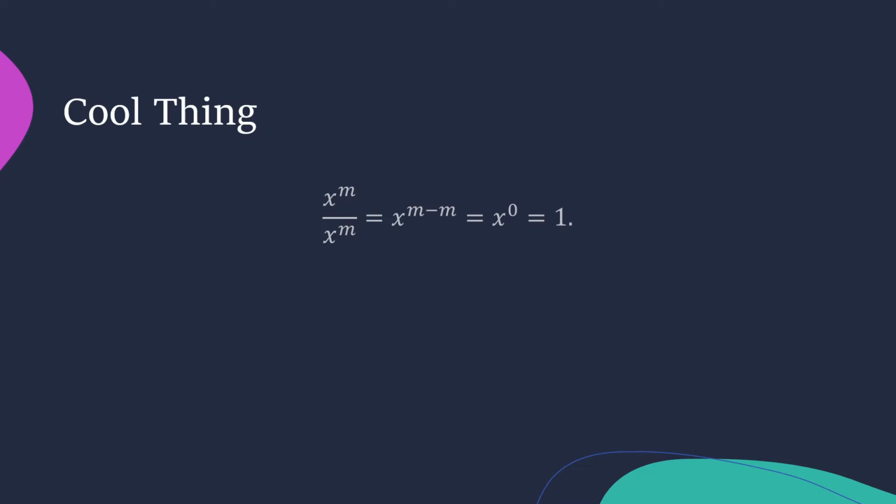And now we can kind of see why anything to the 0th power is 1, because just take x to the m divided by x to the m. Something divided by itself is obviously equal to 1. And by the quotient rule, it's also equal to x to the m minus m, or x to the 0. And this is true regardless of what m and x are.